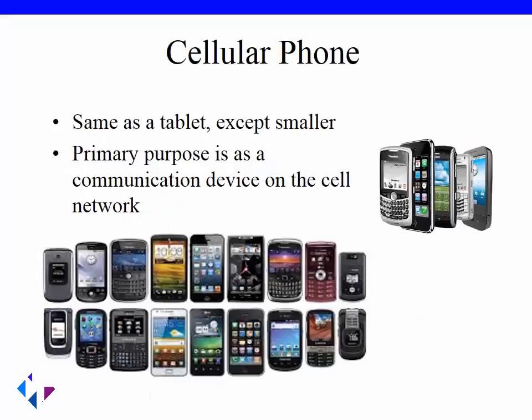Cellular phones, they're the same as a tablet except they're a lot smaller. They're almost like having a computer right in your hand. The primary purpose is as a communication device on the cellular network, but the same communication device can also be used on Wi-Fi and Bluetooth to make phone calls as well as receive phone calls.